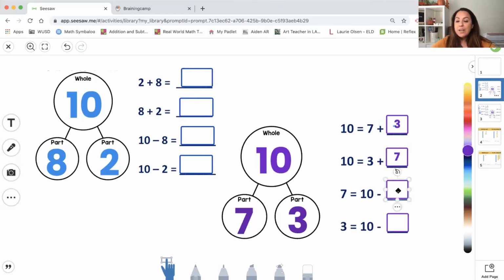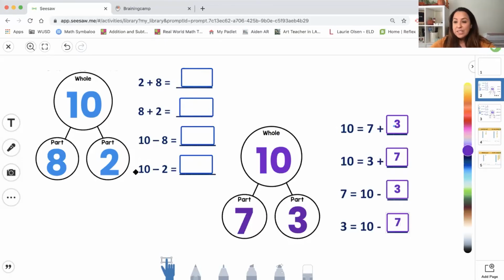Okay, here I have 7. Now I'm finding the difference instead of the sum. So 10 take away blank equals 7. Do you think it's 10 take away 7 equals 7? Definitely not. That does not make sense. So I have to use the other number in my bond. 10 take away 3 equals 7. And then I have 3 equals 10 take away 7. And there you go.